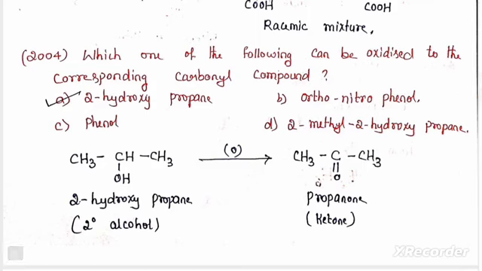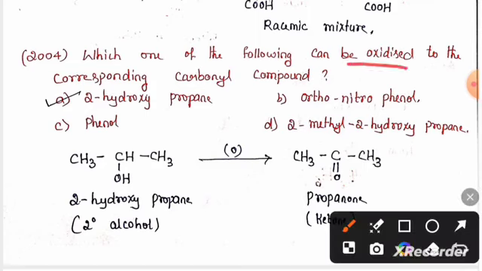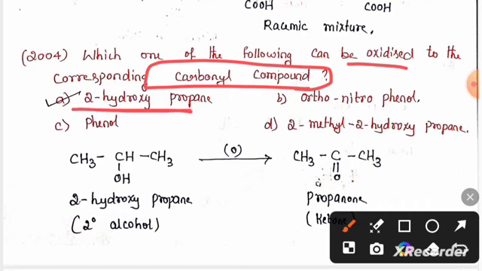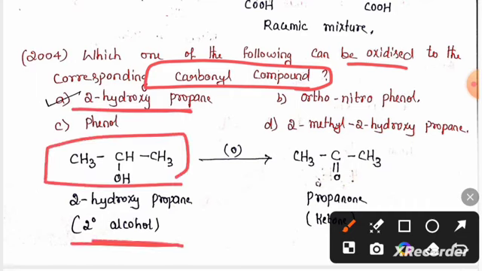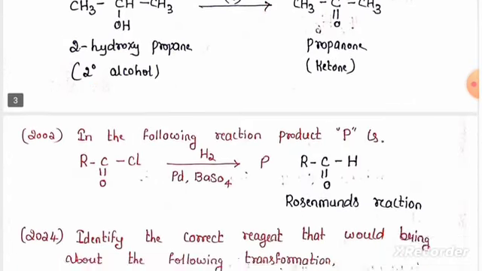One more question, which one of the following can be oxidized to corresponding carbonyl compound? Among the given 4 options, 2-hydroxypropane, which is a secondary alcohol, on oxidation it will produce ketone called propanone or acetone.